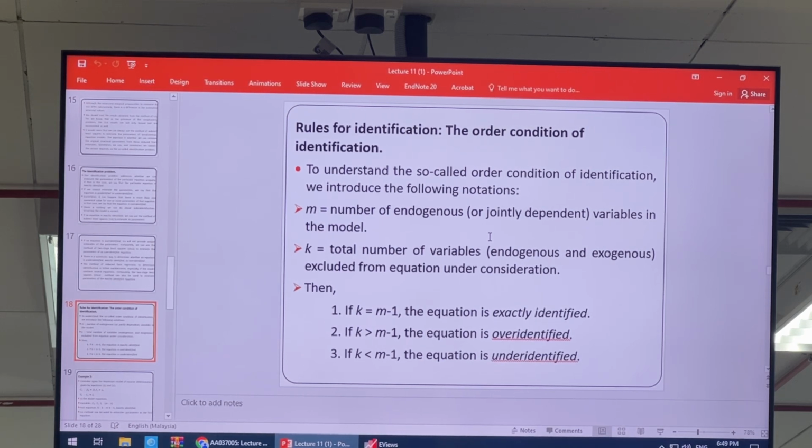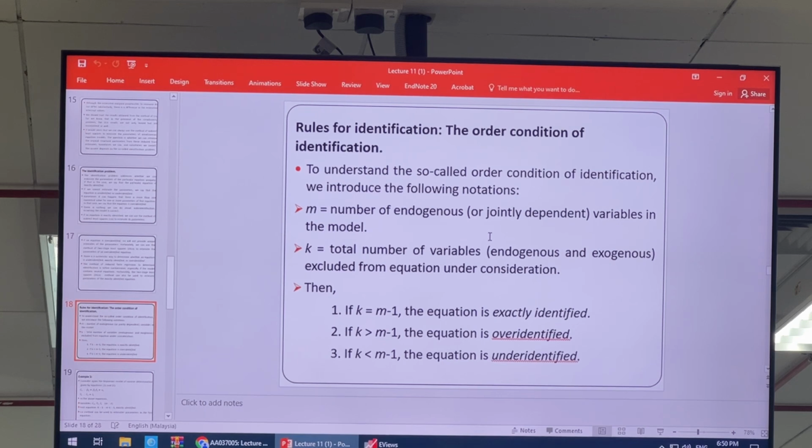M is the number of endogenous or dependent variables in the model. And K is the number of variables excluded from the equation under consideration. K is the number of variables, and it doesn't matter whether endogenous or exogenous or both. Out of the total variables that appear in the system of equations, we look at, for each equation, how many variables are excluded. That's our K.